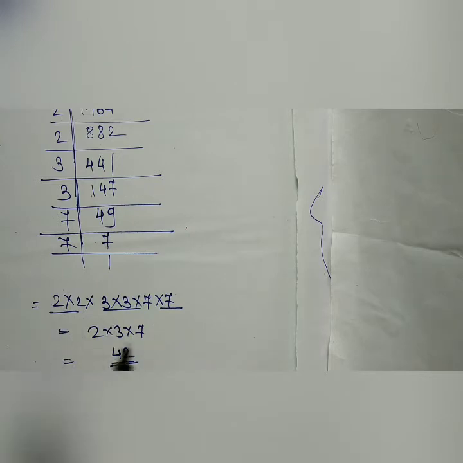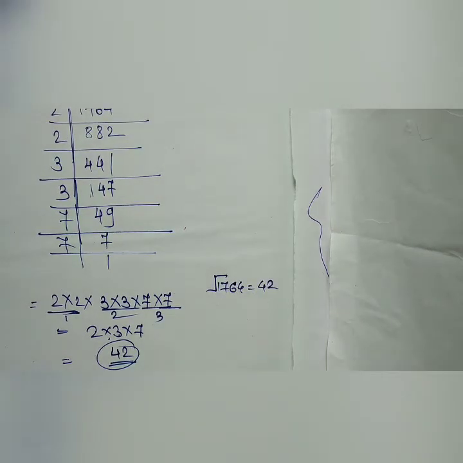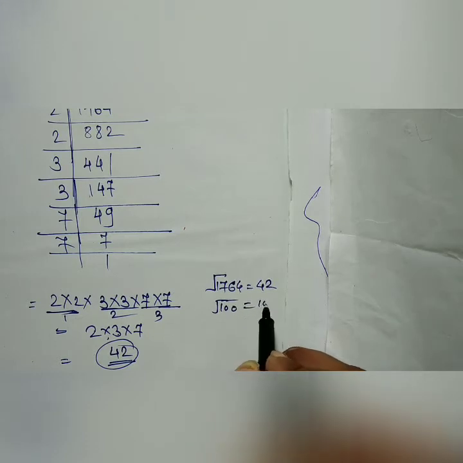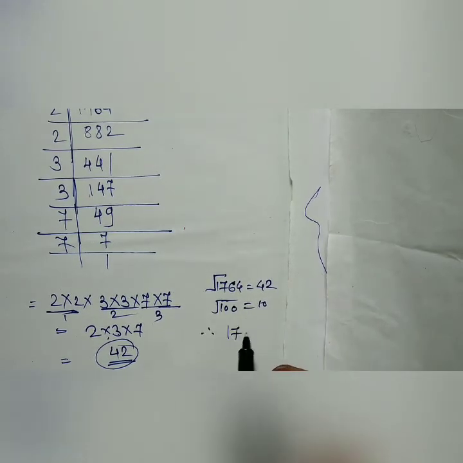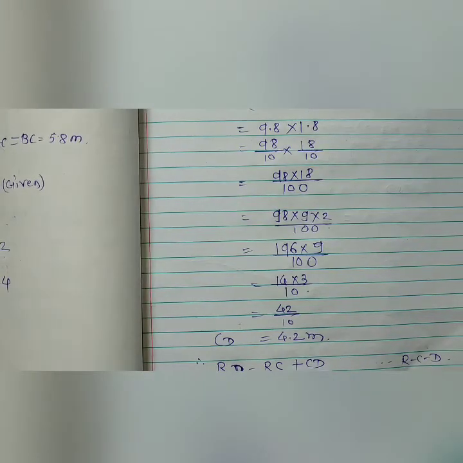Make equal groups: 2 into 2 is one group, 3 into 3 is the second, and 7 into 7 is the third. Take only one factor from each group: 2, 3 and 7. Therefore 2 into 3 is 6, and 6 into 7 is 42. The answer is 42. Therefore the square root of 1764 is equal to 42, and the square root of 100 is equal to 10. That is, the square root of 1764 upon 100 is 42 upon 10, which is 4.2. The answer comes out the same whichever method you use.